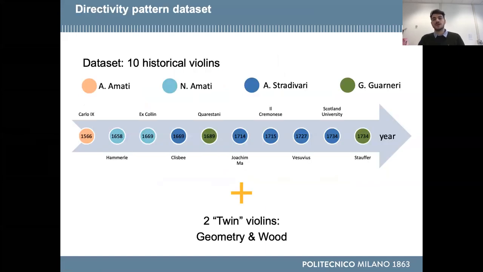So the results that I'm going to show you today regard the measurements of 10 historical instruments. In this data set, we have five instruments by Stradivari, two instruments by Guarneri del Gesù and Niccolò Amati, and one instrument by Andrea Amati, which is also the oldest of the group. As a benchmark, we acquired the directivity pattern also of two twin violins. These instruments were built by a Cremonese luthier, Elena Bardella, and they are specifically built in order to share the same geometry and wood.